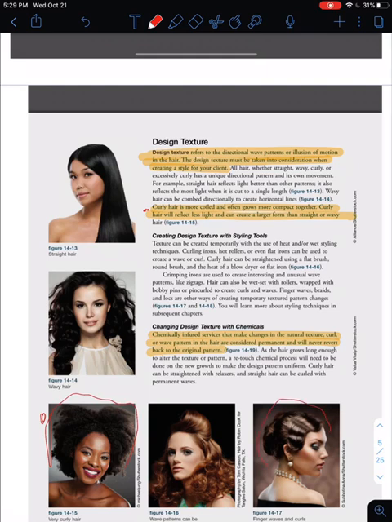Let's talk about changing design texture with chemicals. Chemically infused services that make changes in the natural texture, curl, or wave pattern in the hair are considered permanent and will never revert back to the original pattern. They're talking about perms and relaxers.